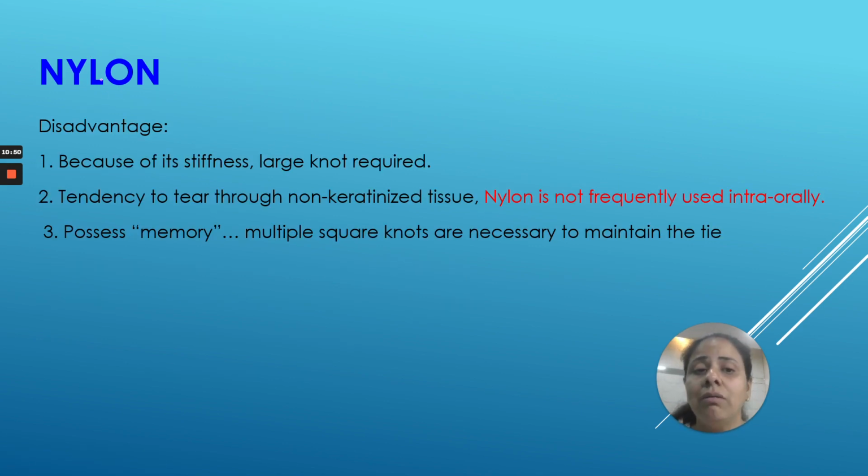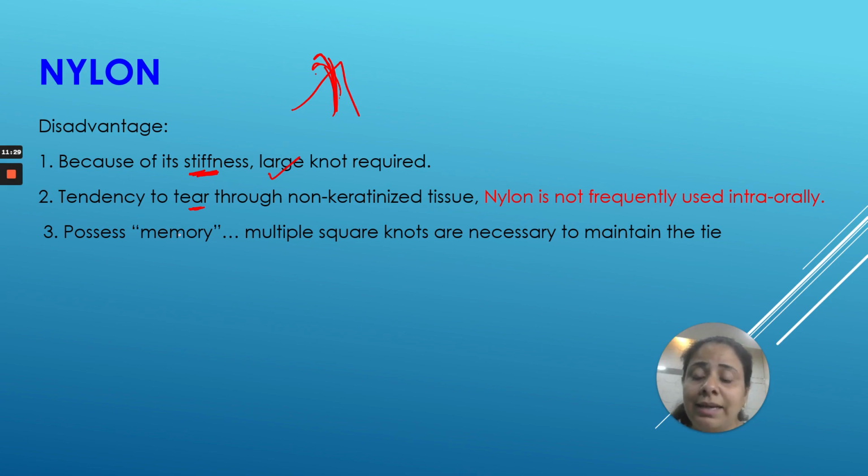Disadvantages, yes. Because it's a very stiff suture, larger knots are required. Secondly, it has the tendency to tear through, because the needle is sharp, yes, but the thread itself is very, very sharp. If this is the flap and you are putting the suture through it, this thread itself is so sharp, thin, strong and stiff that it sometimes tears the tissue.